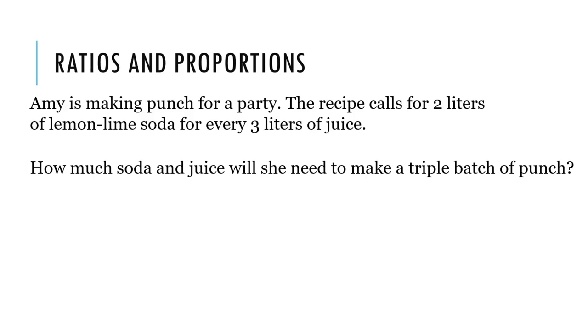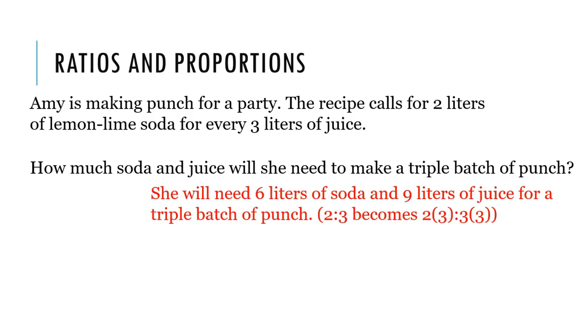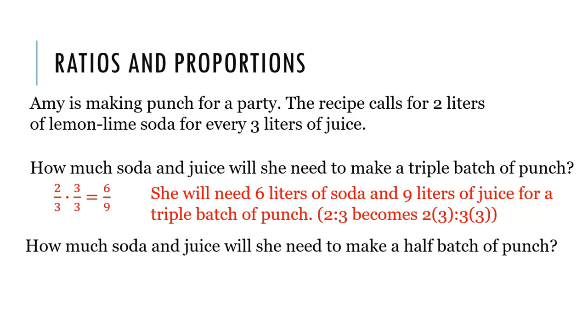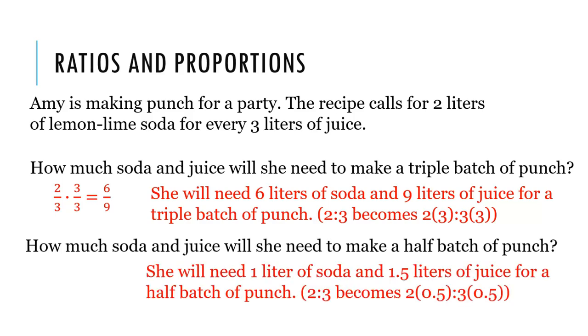We can use this: the recipe calls for 2 liters of lemon lime soda and 3 liters of juice. What happens if we triple that? Well, if our ratio remains 2 to 3, tripling means 2 times 3 is 6 liters of soda, and 3 times 3 is 9 liters of juice, or we can look at it in terms of a fractional increase. What happens if we want to make half the punch? Now, instead of 2, we have 1 liter. Instead of 3, we have 1 and 1/2. Again, as a fraction, we can write it like this.